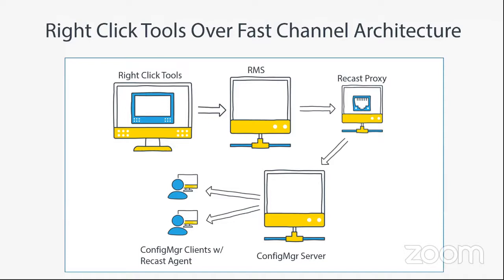Then it sends it down to Recast Proxy to translate the Recast management server action into an action that the config manager server can understand, utilizing the config manager SMS provider. And it's actually going to tell that config manager server to go ahead and run a PowerShell script against those devices. The PowerShell script basically calls into that WMI provider that's installed on the config man clients with Recast agent to run the action, and it might call into that WMI provider multiple times in order to chunk the results back up to the server, get them back to Recast Proxy that does the translation back into Recast management server and gets them down to the right-click tools.